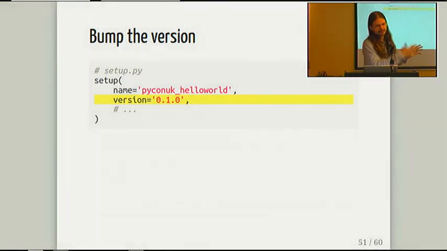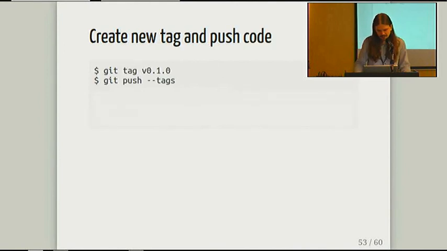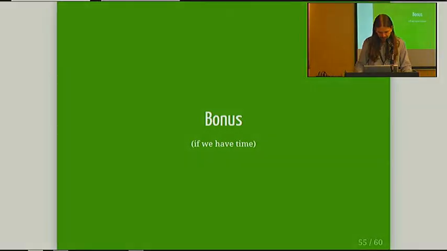It was 0.0.1. I'm now bumping it to 0.1.0. Run all the tests just to be safe that you haven't screwed up the setup.py, for example. Create a new tag on Git, just git tag, whatever, and push it to GitHub. Then push a new version to PyPI. Just run python setup.py sdist bdist_wheel, the same command we ran for the first version, and upload with Twine.